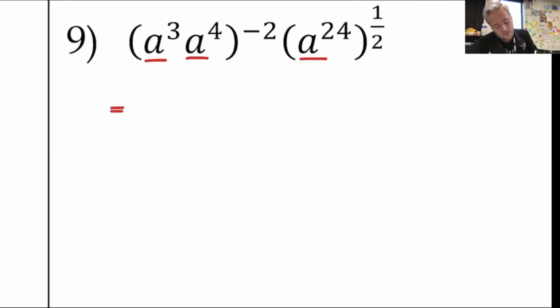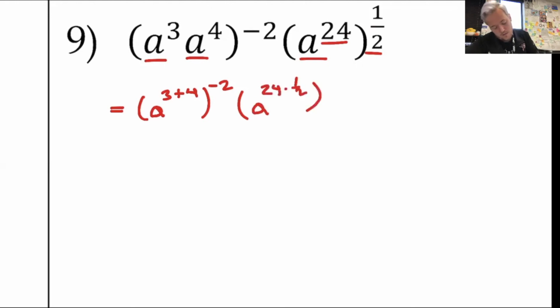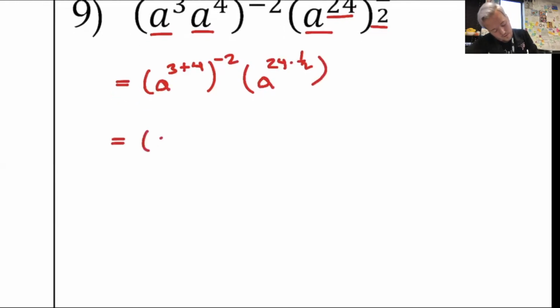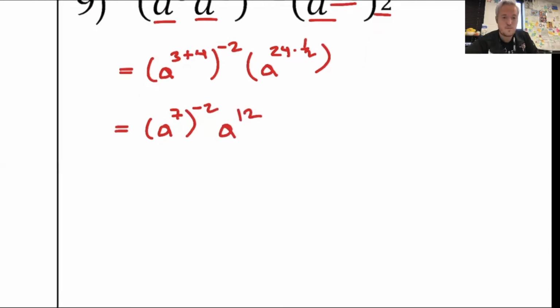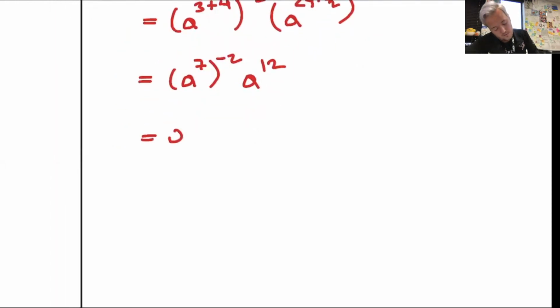All right, so I'm going to do a cubed plus 4 to the negative 2. And then 24 times 1/2. All right, so I'm going to have a to the 7, negative 2. Then a to the 12. All right, so this is going to be equal to a to the negative 14 times a to the 12th. Then I can do product property, so negative 14 plus 12, which is going to give me a to the negative 2nd power.